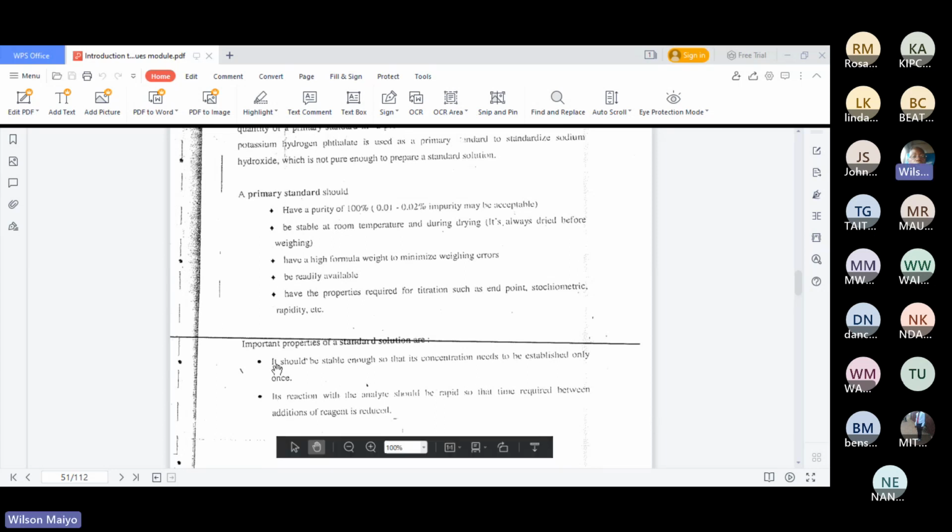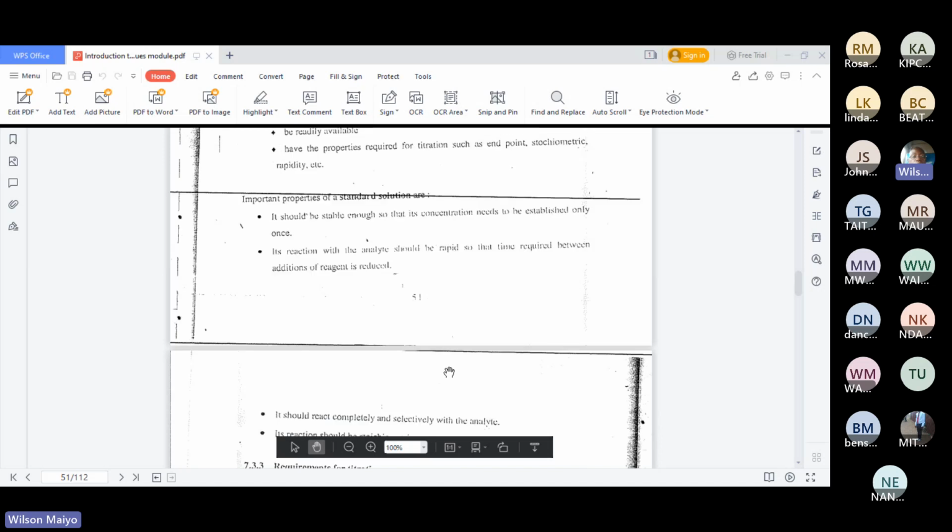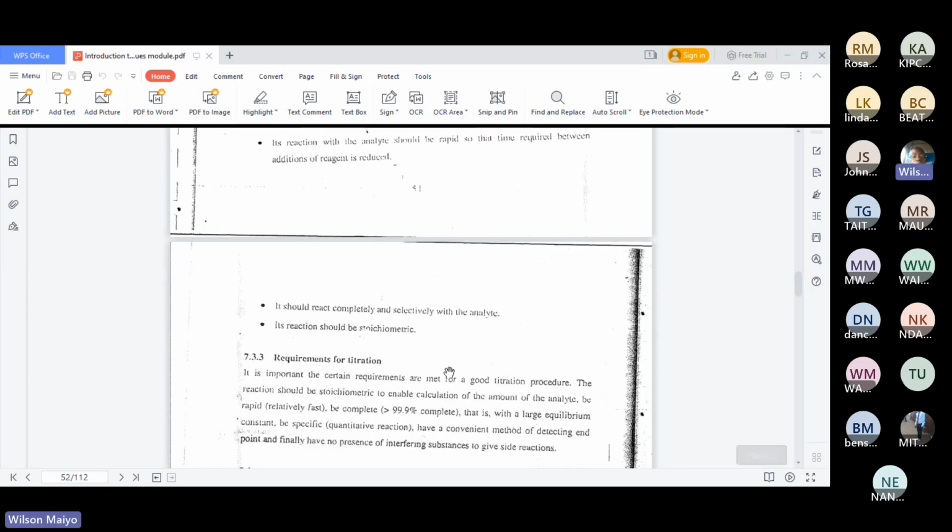Yes. So the other important properties of this standard solution, we are told it should be stable enough so that its concentration needs to be established only once. It should be very stable. Its reaction with analyte should be rapid so that time required between addition of reagent is reduced. That is, the reaction should be so rapid. As soon as it meets the analyte, it should react very fast so that as you add the other one, it reaches completion.